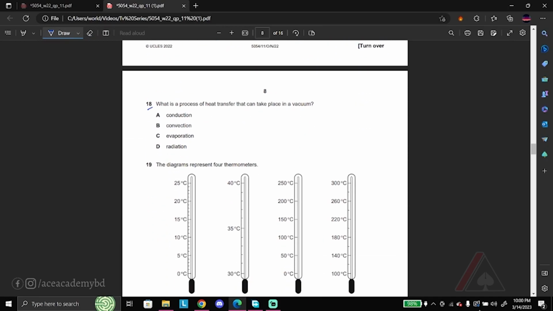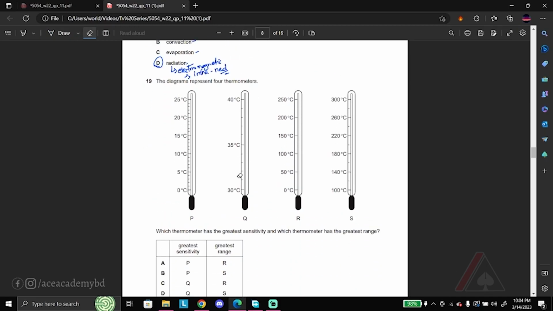So let's move on to question number 18. What is the process of heat transfer that can take place in a vacuum? So all the processes of heat transfer need some medium or molecules to pass through except radiation. D is the right answer, because radiation occurs through electromagnetic waves, now specifically infrared. So D will be our answer.